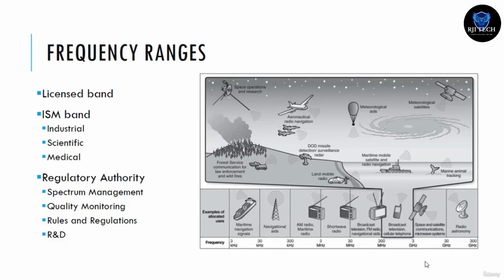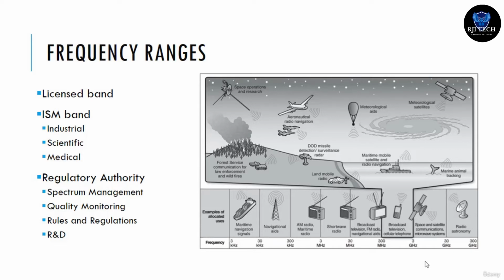Wi-Fi lies in the ISM band. Many wireless technologies are inside the ISM band and can be used in transmitting and receiving signals without the need for licensing from the regulatory authority.